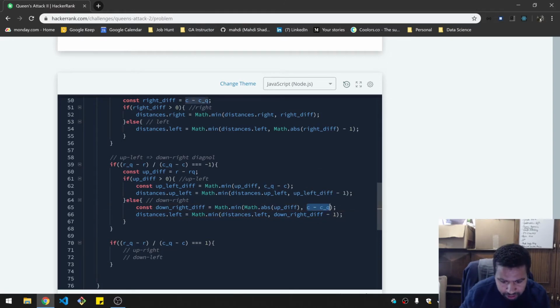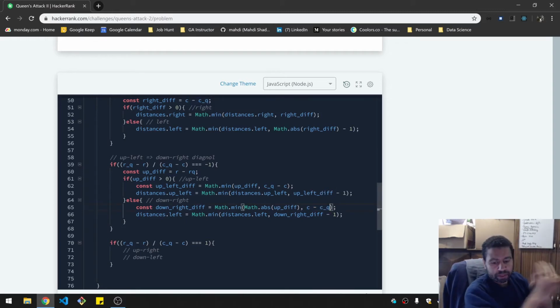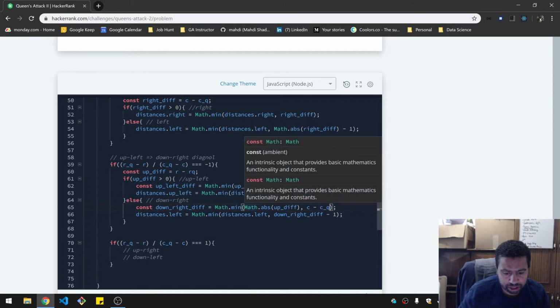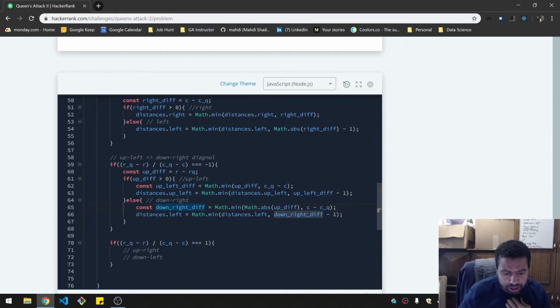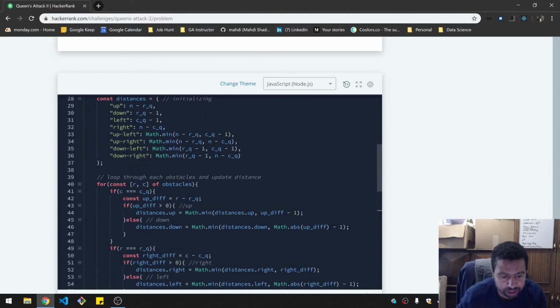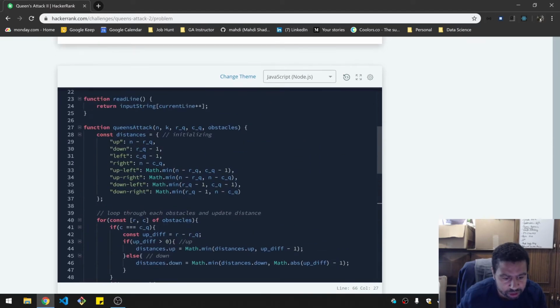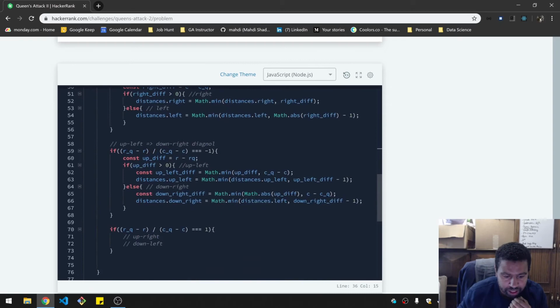This is a positive number because C is larger, so this is further down to the right, and yeah, the absolute there, and then I do my distances, which is going to be down right. I think that's what I called it. Down right, underscore? These are dashes. Why is it dash if you underscore? Underscore, okay.